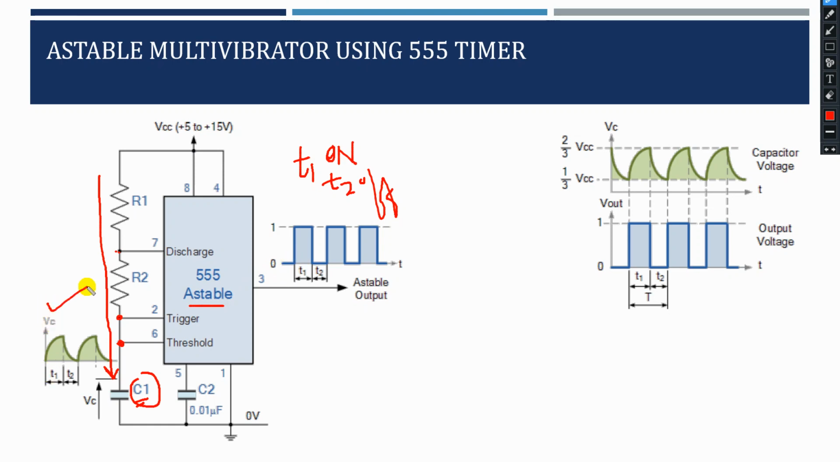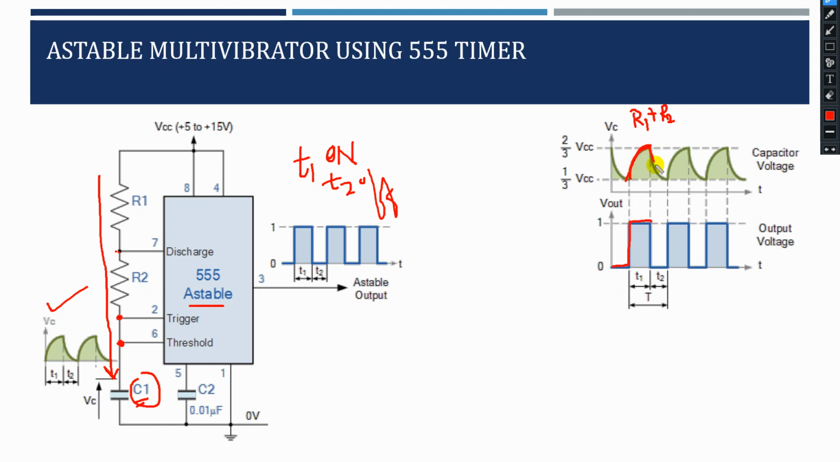If you see the capacitor charging, let me explain in this timing diagram. Until the capacitor charges to its 2/3 VCC, that is governed by the R1 plus R2 resistors. Until the capacitor charges, your output remains high.